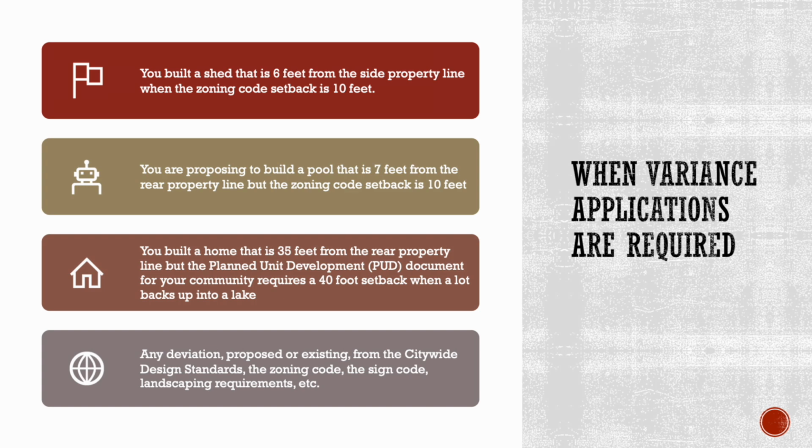Or any kind of deviation, whether it be proposed or existing, from our citywide design standards, our zoning code, our sign code, landscaping requirements. If you're trying to deviate from some kind of code section, some kind of city requirement, then you're going to need a variance application.